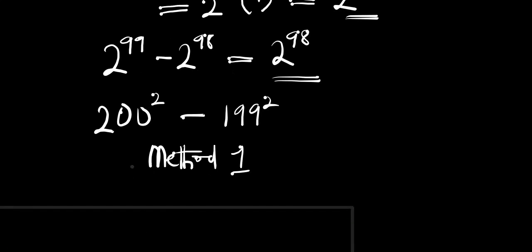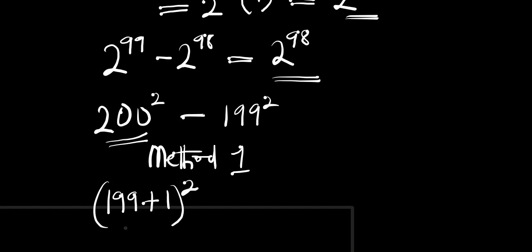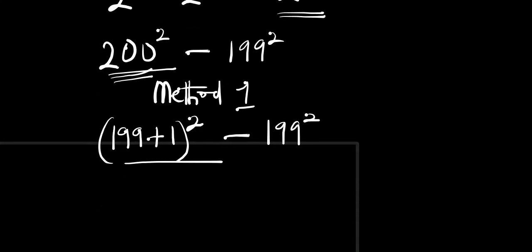Now, this is 200 squared. We can as well rewrite this as 200 is simply 199 plus 1. 200 is 199 plus 1, and this is all to the power of 2. This and this are the same thing. Then we have minus 199 squared. Now, this is in the form of a plus b and to the power of 2. What we have here is in this form.